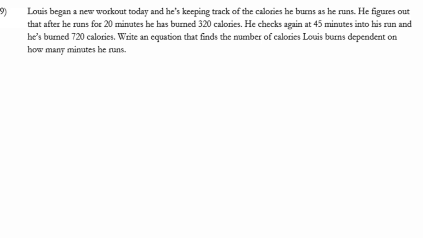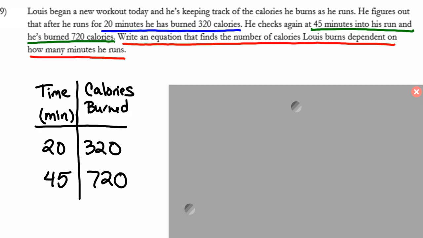That last sentence is very important because it's telling you what depends on the other. The number of calories burned depended on how many minutes. So if calories depends on minutes, calories has to be the output, right? And your minutes are the input. So if it helps you, you can make a table of values to represent that. If you just kind of want to label time as x, calories as y, that's up to you.